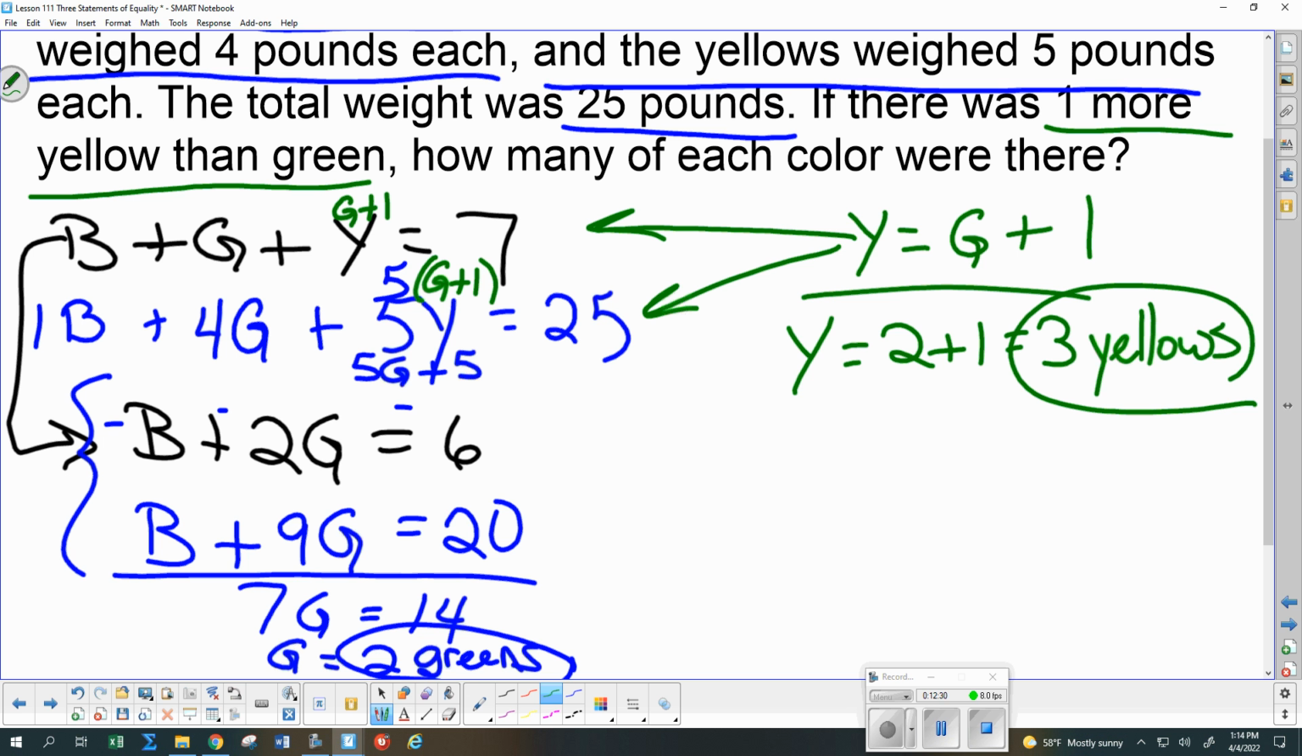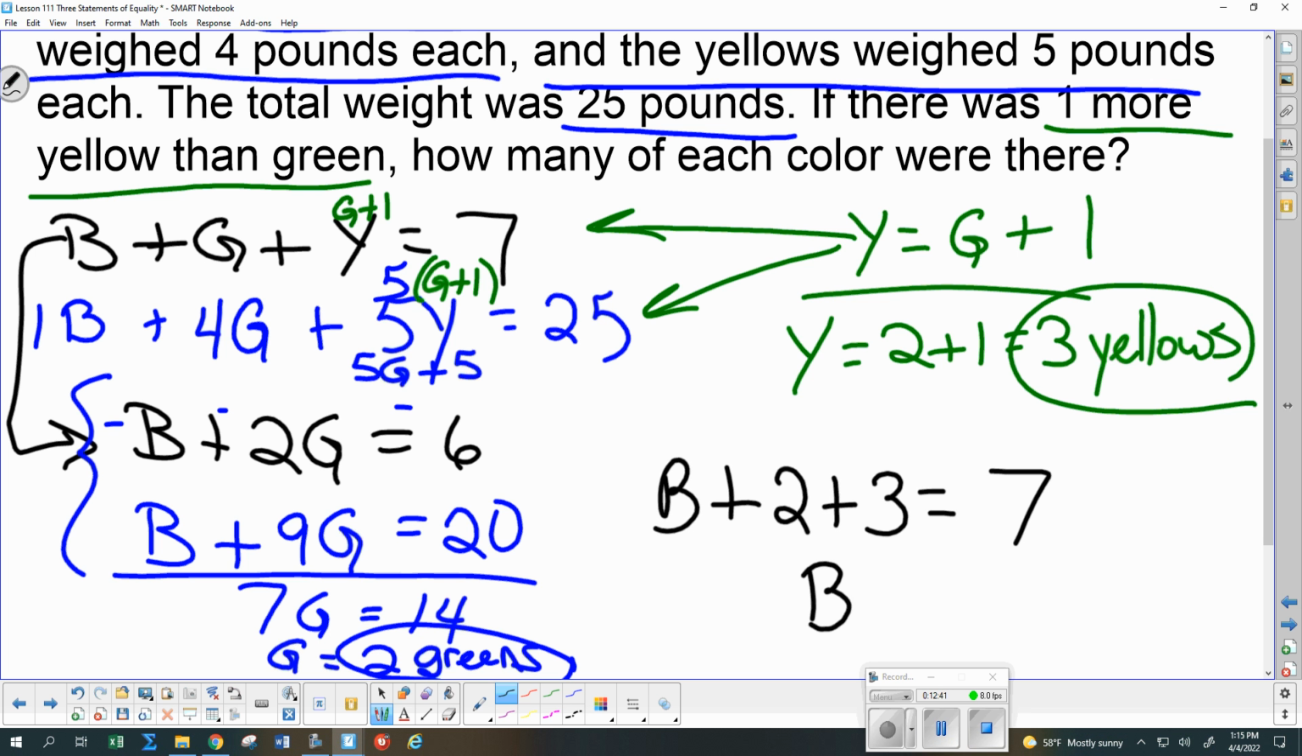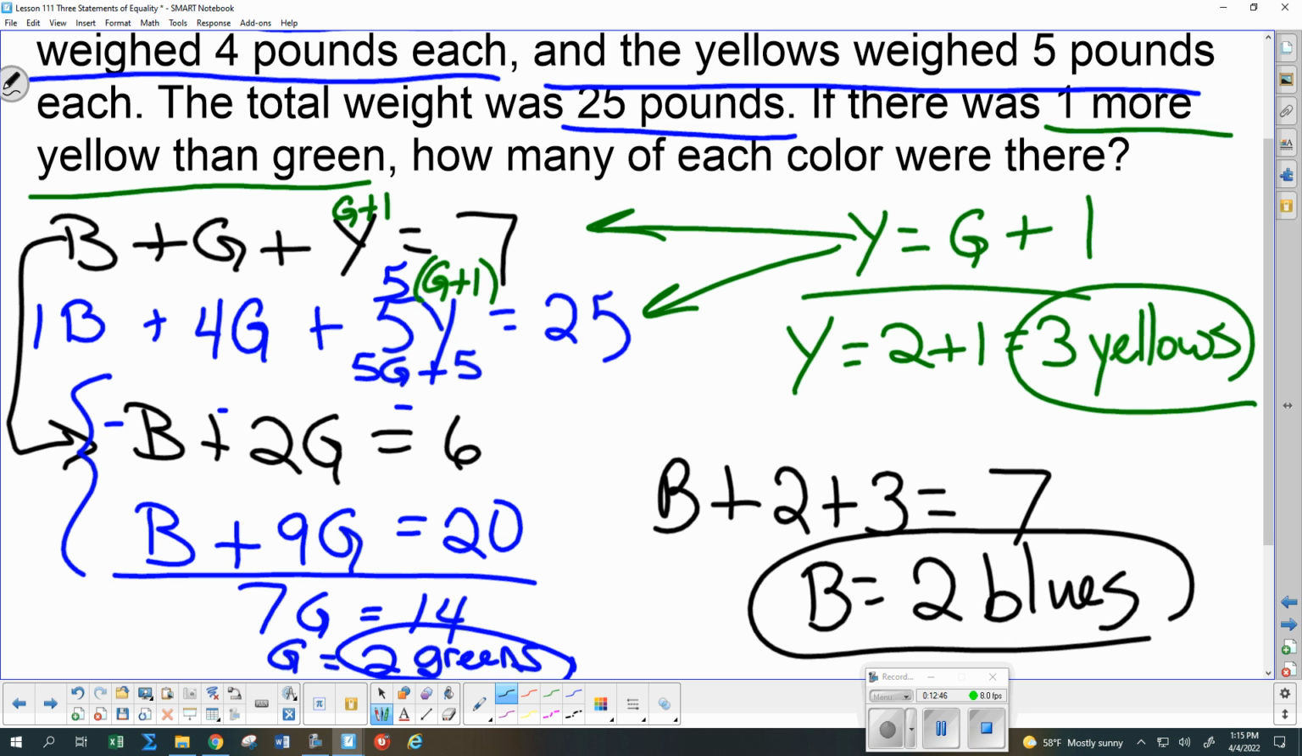The b plus g plus y? So b plus the greens are now 2. The y's are 3, needs to be 7. So everybody, how many blues? How do you feel so far?